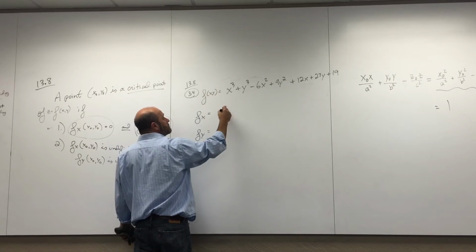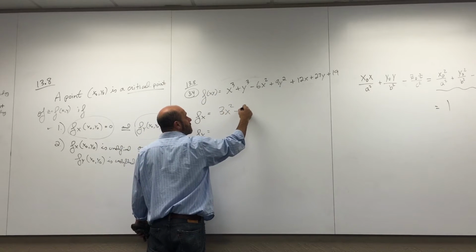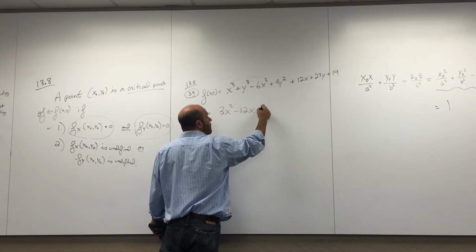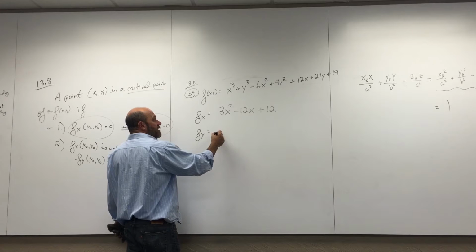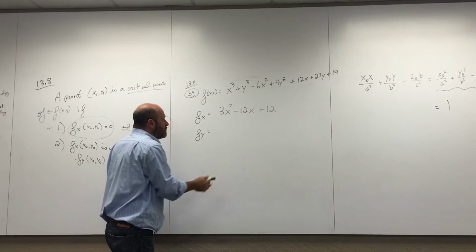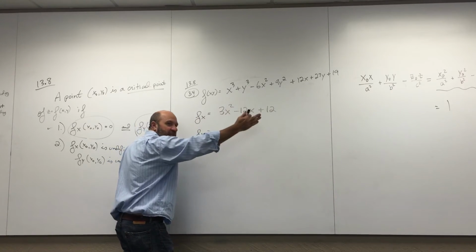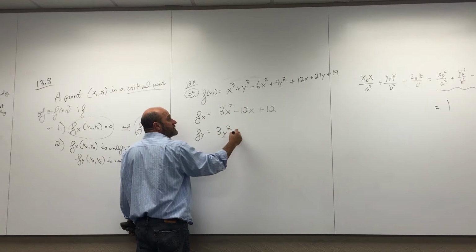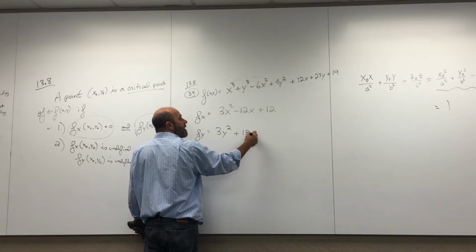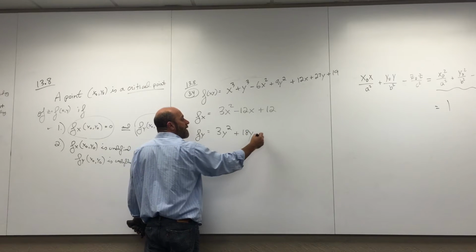What is fx? 3x squared minus 12x plus 12. Okay, this ain't as interesting as I thought. I like it when the x's and y's are mixed together. It looks like fx is just going to be x's. What's fy? Just a bunch of y's. 3y squared plus 18y plus 27.